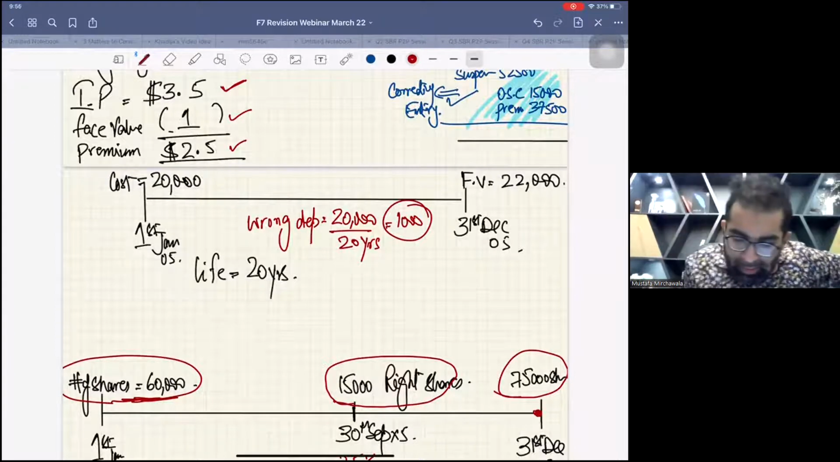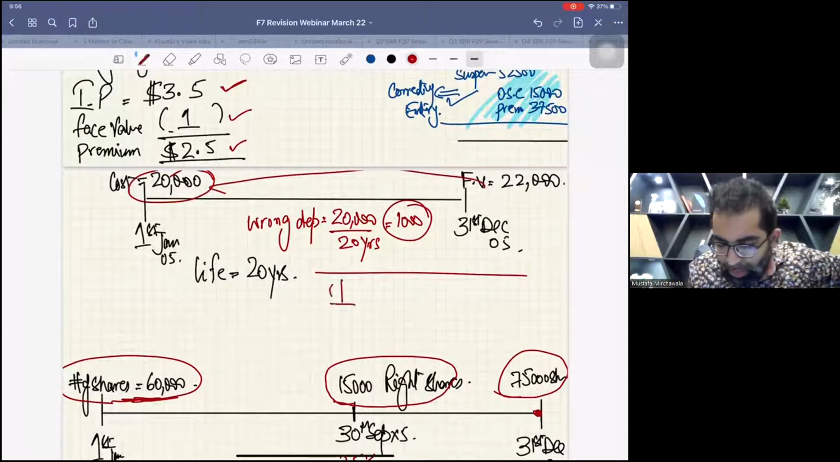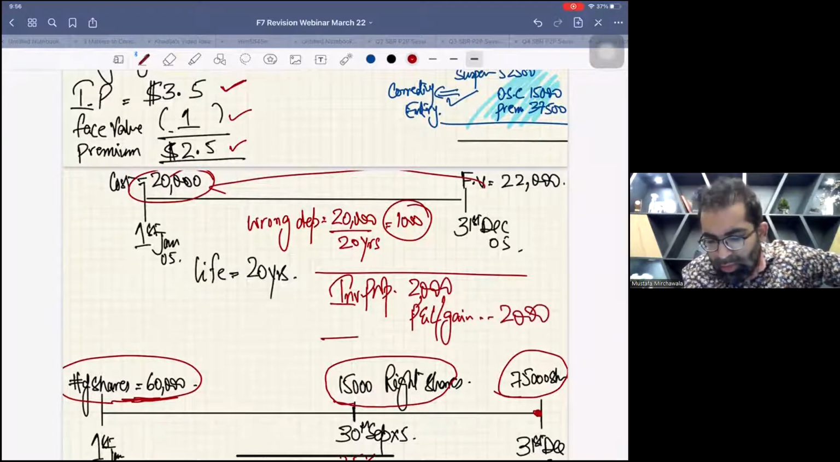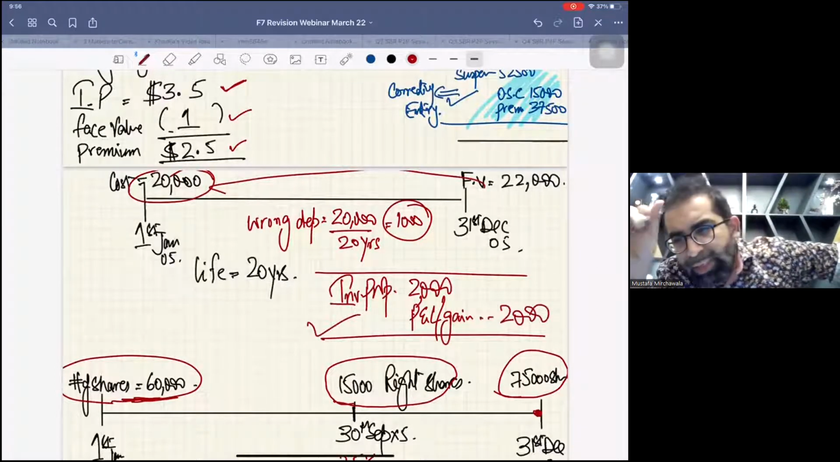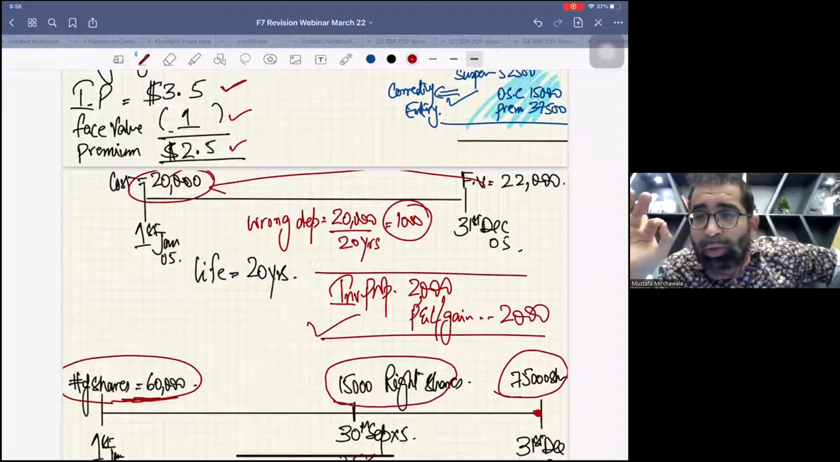Okay, one more thing. From 20 to 22, this entry: investment property debit 2,000, and P&L credit, the gain, income credit 2,000. This gain is normally part of investment income in the income statement. You don't have to make SOFP. Please listen very carefully. You don't have to make SOFP in this question.